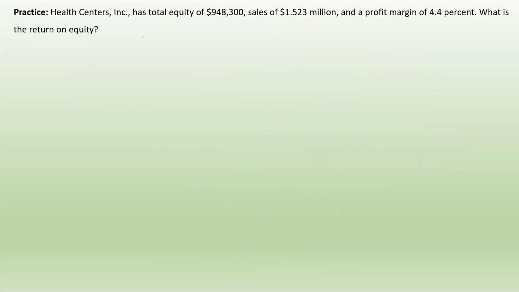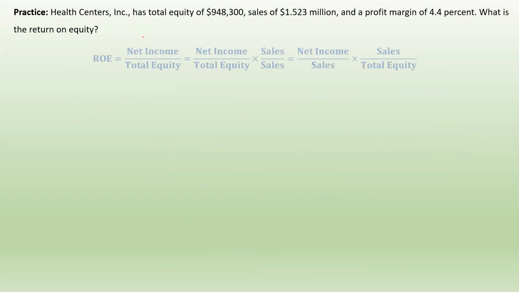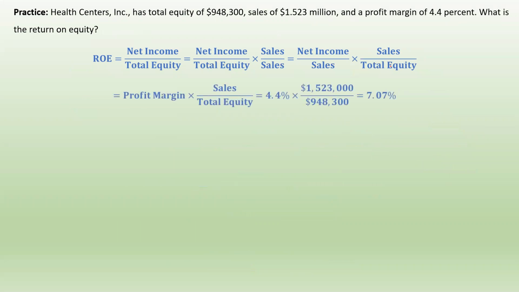The second practice: Health Centers has total equity, this amount of sales, and the profit margin. What is the return on equity? We can decompose return on equity as net income divided by sales times sales divided by equity. Net income divided by sales is profit margin. Sales divided by equity, we know the numbers. So we have sales and we have equity, and then we find that the return on equity is 7.07%.